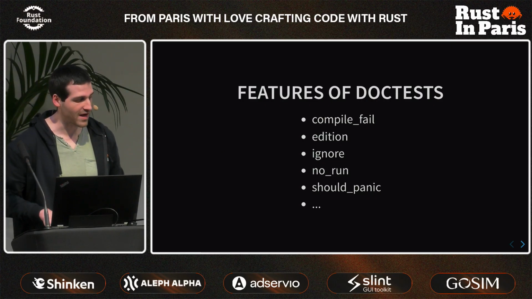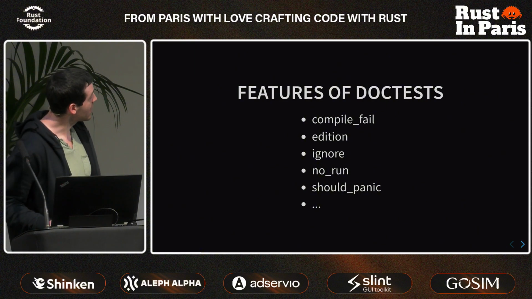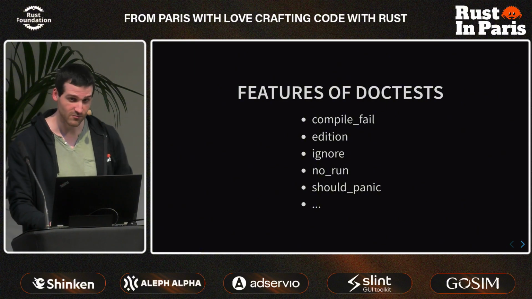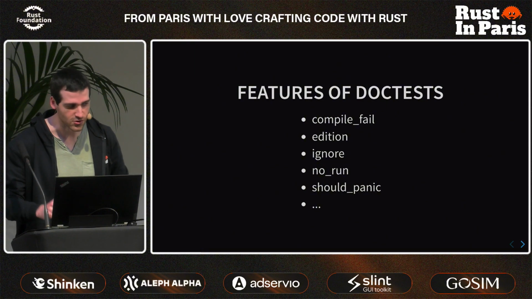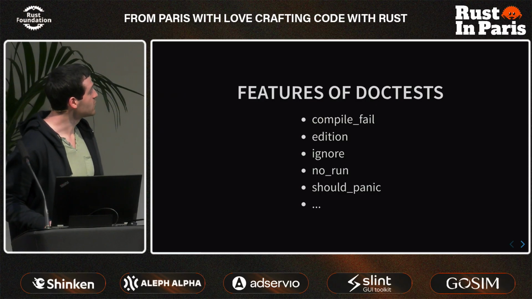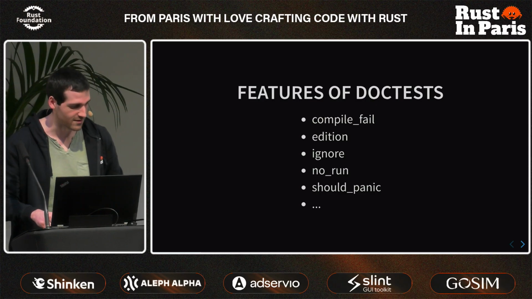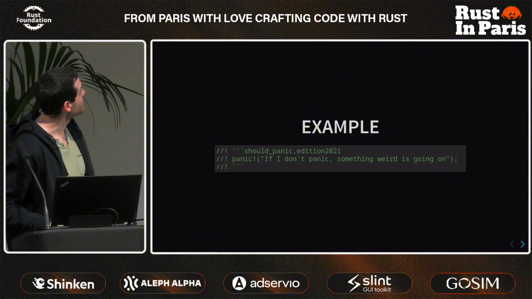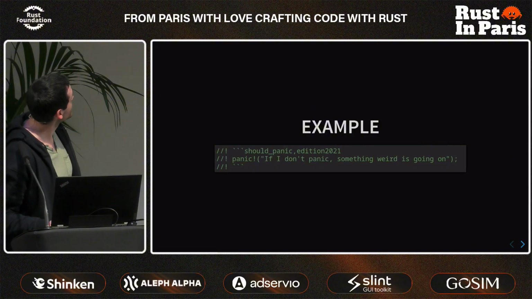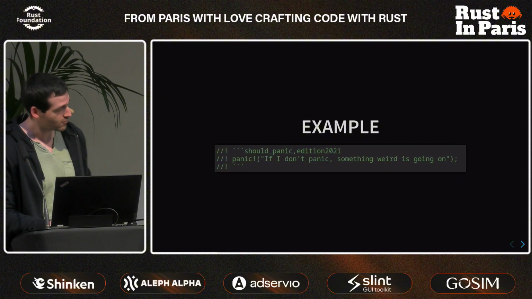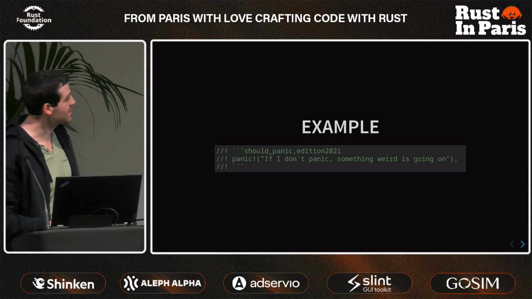In case you just want to check it compiles, you use no_run. For example, if you want to do I/O, you don't want that to be done in the doc test. And you also have should_panic, which ensures that it should panic. And a few others, though not used as often. Let's take a very small example. This example is supposed to panic in the 2021 edition. As you can see, it contains the panic, so obviously we should be good.